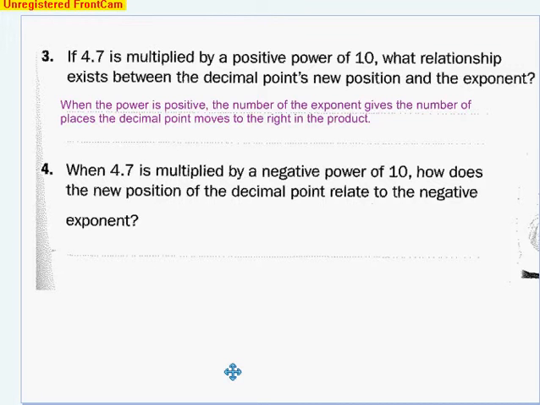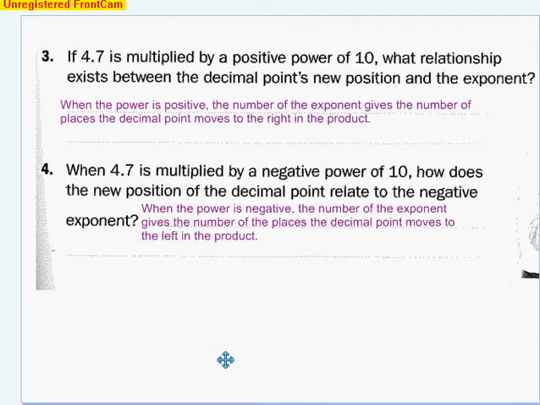When 4 and 7/10 is multiplied by a negative power of 10, how does the new position of the decimal point relate to the negative exponent? When the power is negative, the number of the exponent gives the number of places the decimal point moves to the left in the product.